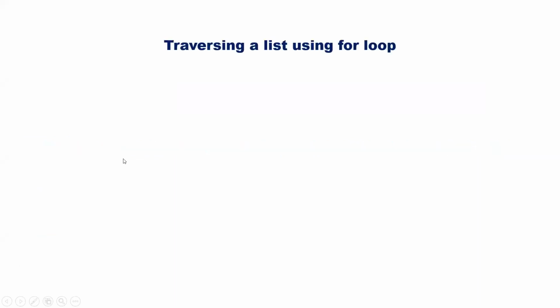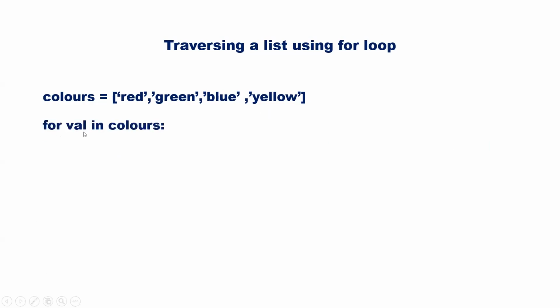Next, we will see how to traverse a list. Traversing a list means accessing each individual element of a list. We can traverse through a list either using for loop or while loop. Let us see how to traverse using for loop. Colors is a list with values red, green, blue and yellow. For val in colors: print(val).